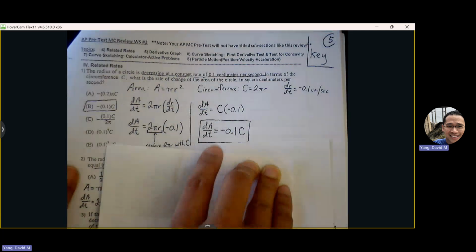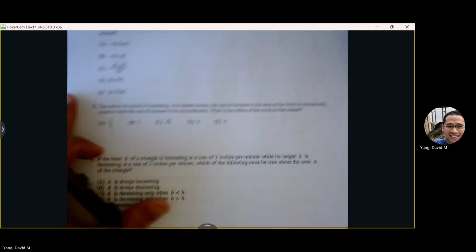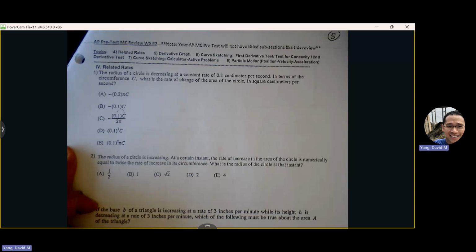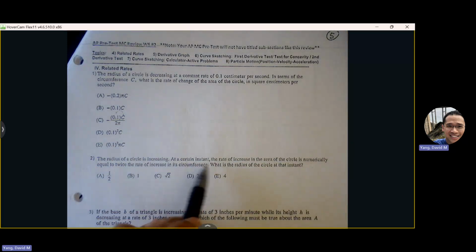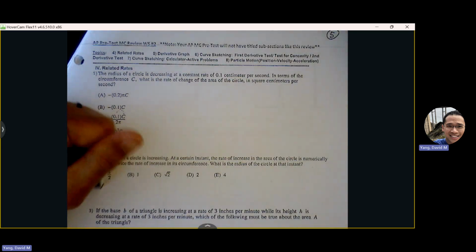Okay, number 2. Number 2, page 5, says the radius of a circle is increasing. At a certain instant, the rate of increase of the area of the circle is numerically equal to twice the rate of increase in the circumference. So again, we know that we're working with area and circumference of a circle. So I'm going to just go ahead and build out their derivatives and have everything in front of me.